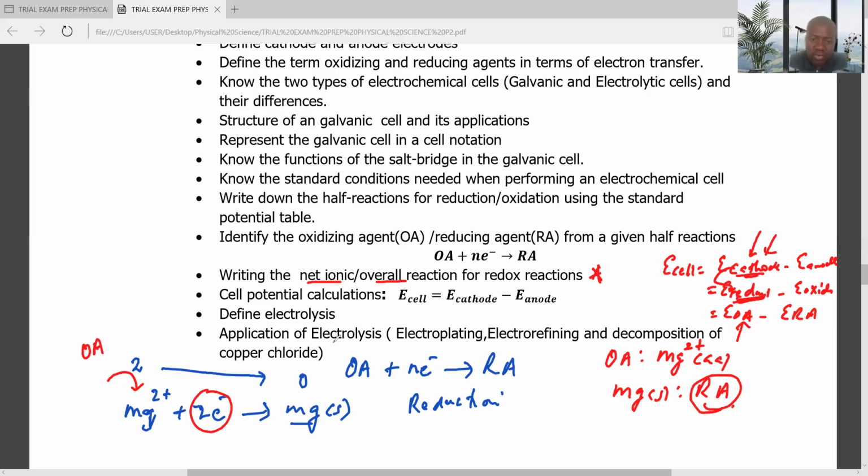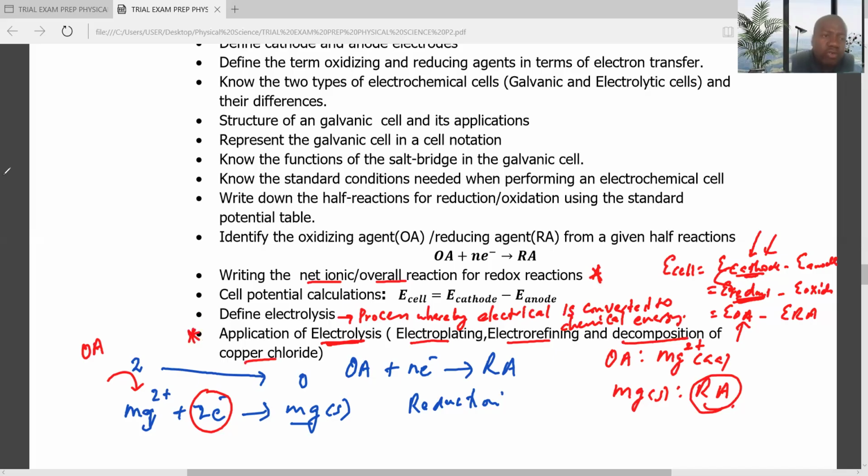Again, you need to understand and define the process of electrolysis. Electrolysis is the process whereby electrical energy is converted to chemical energy. This takes place in an electrolytic cell. And you must know the applications of electrolysis. First one, we have electroplating. Second one is called electrorefining. And the other one is the decomposition of copper. These are the applications of the electrolytic cell.